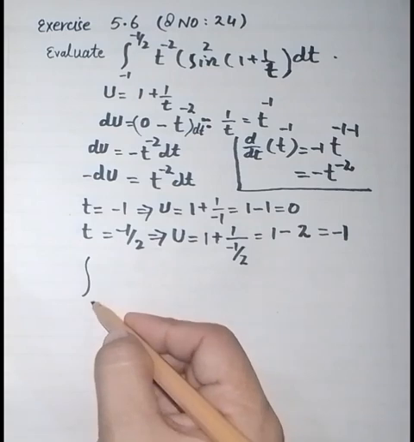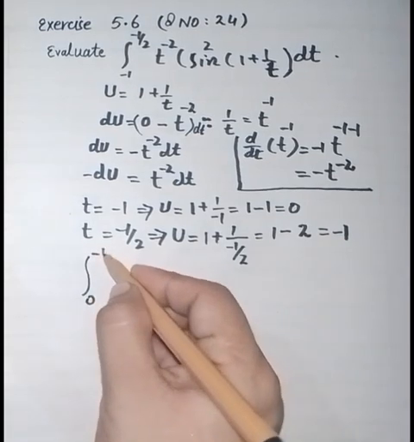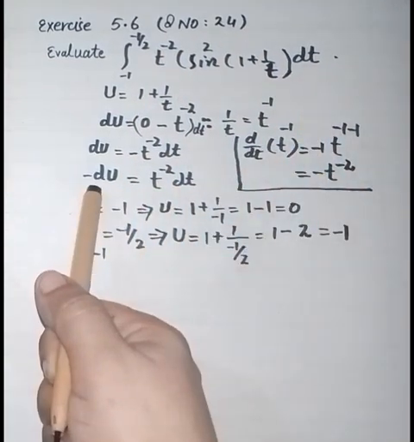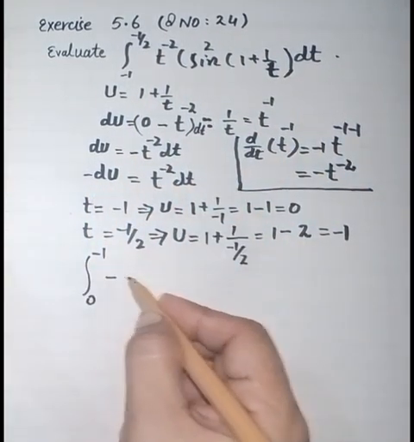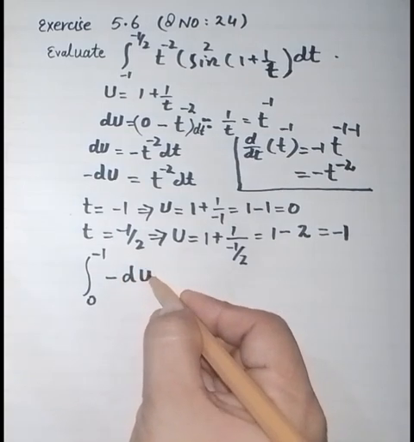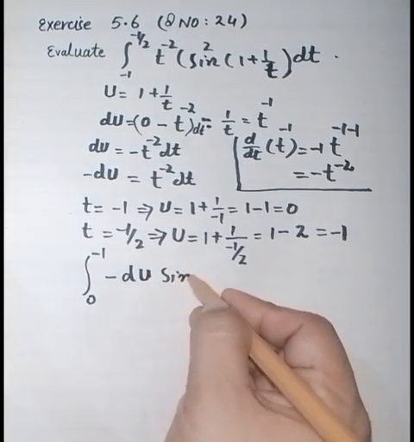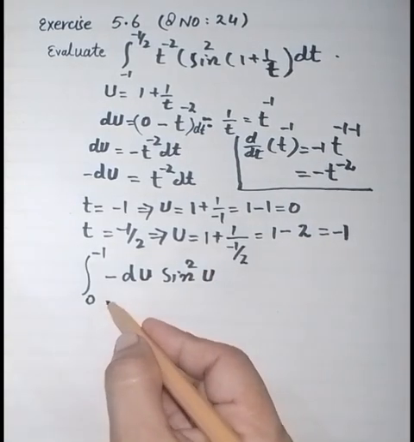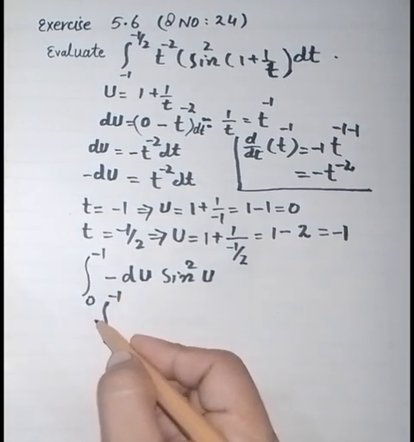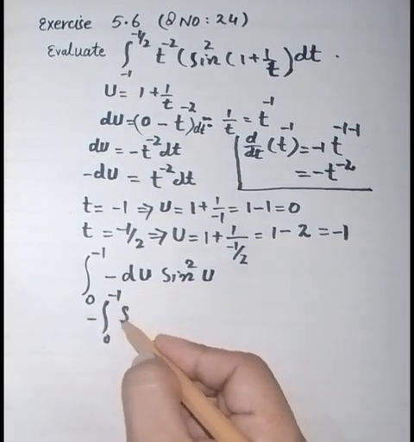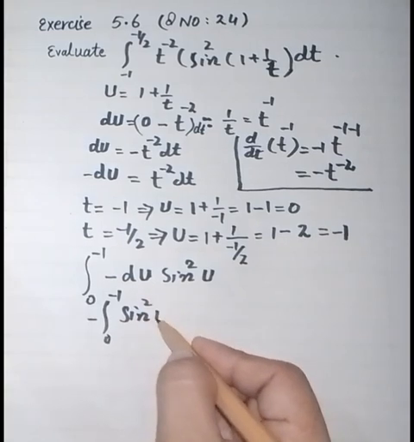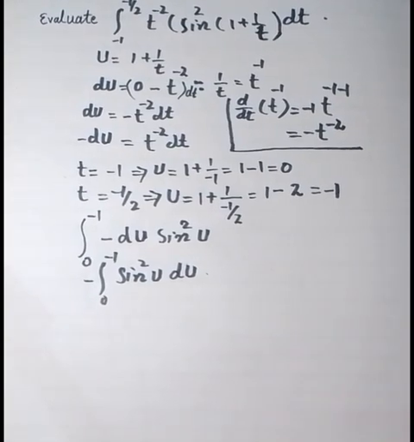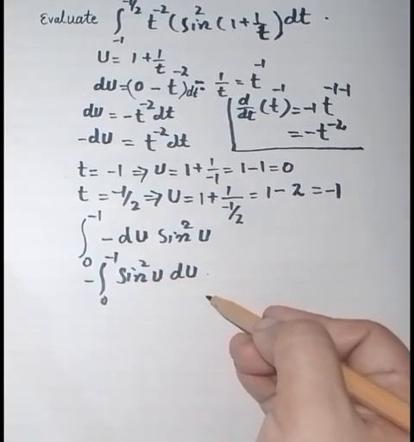The integral will be now 0 to negative 1, t to the power of negative 2 dt is equal to negative du, sine square u. Now rearranging it, 0 to negative 1, sine square u du. Now we have to evaluate sine square u.